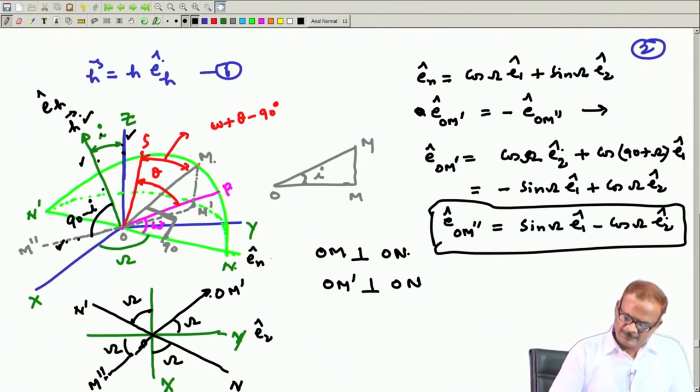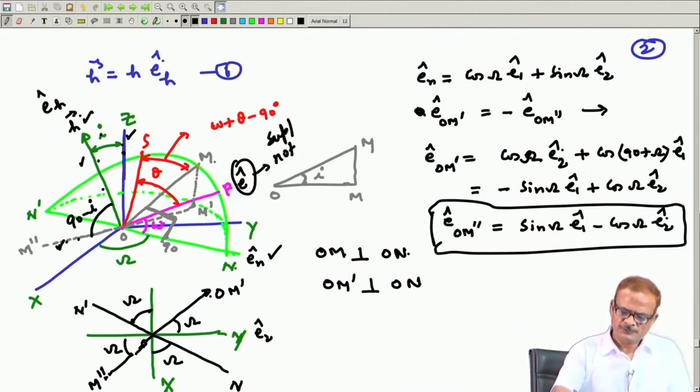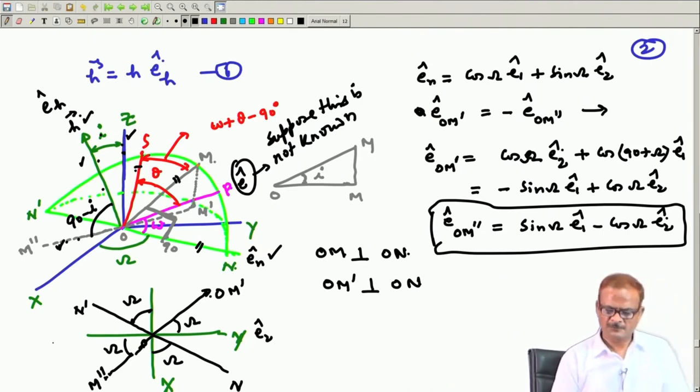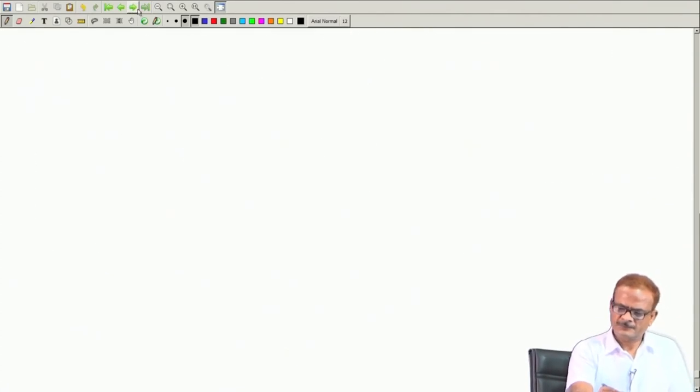Now what we are going to do: we know this vector, and let us assume that this e cap vector, which we were earlier knowing, is not known. In that case, if this vector e cap is not known, there are other ways of doing this. We take this part, and this is also a vector. Utilizing this, we will be able to solve the problem. So let us see how we do this. I will finish this part in this lecture.